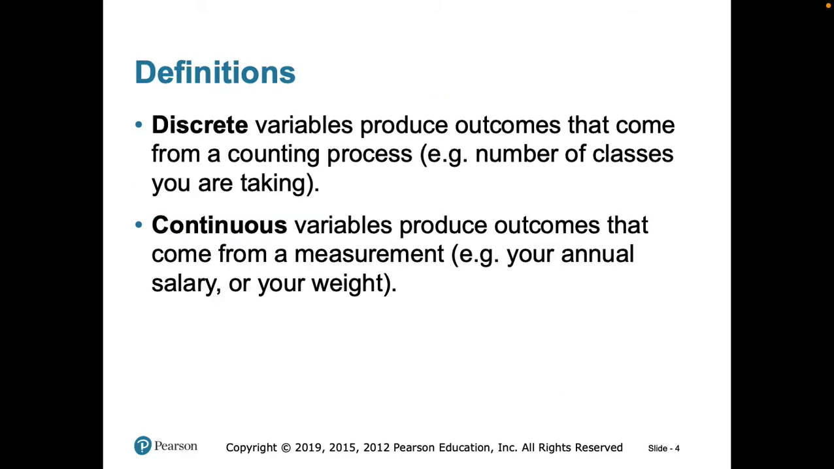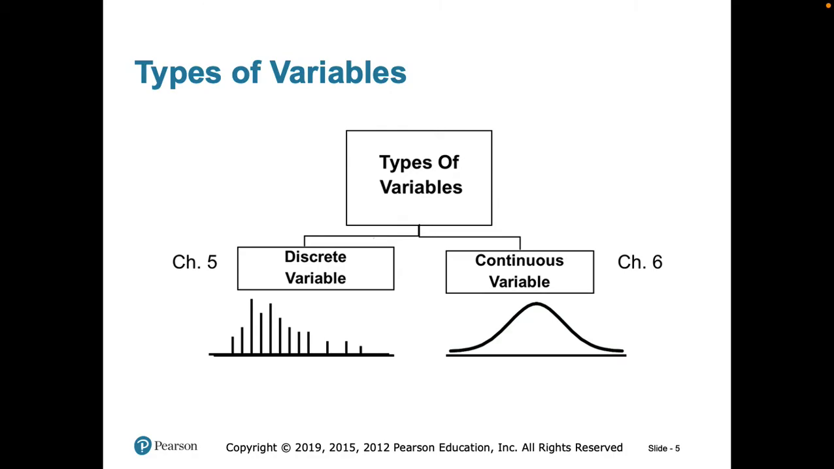Remember what we discussed in chapter 1, right? You can have discrete variables, which is when you have a counting process, like how many classes are you taking this semester? How many friends do you have in college? Or you can have a continuous variable, which is a measurement process, like how many gallons of water does your pool contain? How much do you weigh? Those types of things. So here again, we have the different types of variables. We have the discrete variables, which is what we are going to be talking about today in chapter 5. And then we'll have the continuous variables, those measuring processes. We'll discuss that in chapter 6.